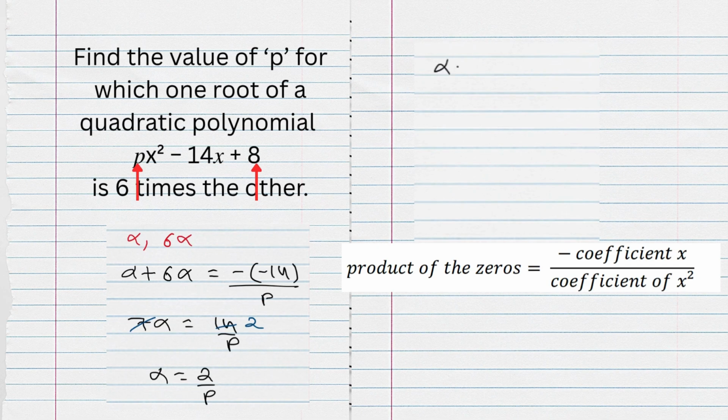Now similarly, using the other relation that the product of the zeros equals constant term over coefficient of x squared, we can say that alpha multiplied by the other zero, that is 6 alpha, equals the constant term, which is 8, over the coefficient of x squared, which is p. So this gives 6 times alpha squared equals 8 over p.